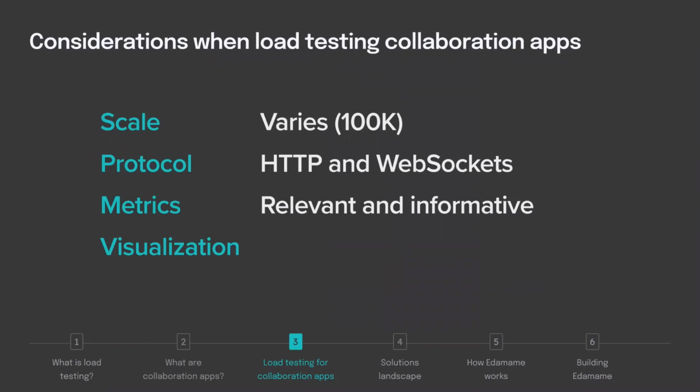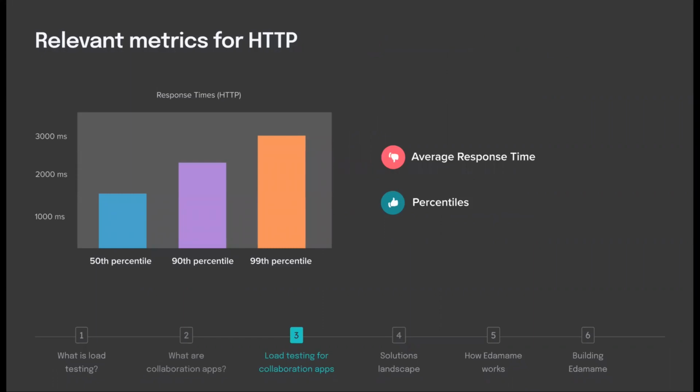Third, we need to consider what kind of data is meaningful for collaboration apps. Since these kinds of applications are utilizing both HTTP and WebSocket protocols, the load tester should collect metrics that are relevant to the concerns of both those protocols and informative of how end users are experiencing both those protocols. Relevant and informative metrics for HTTP will focus on the request response cycle. In this case, we're looking at things like HTTP response time, which, as Rachel mentioned, we can do by looking at percentiles.